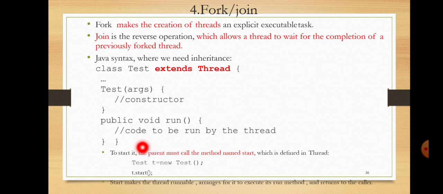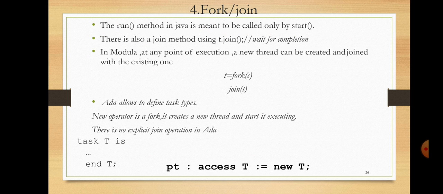Okay, so create an object: Test t is equal to new Test, then t dot start. Start makes the thread runnable, arranges for it to execute its run method and returns to the caller. The run method in Java is meant to be called only by start.